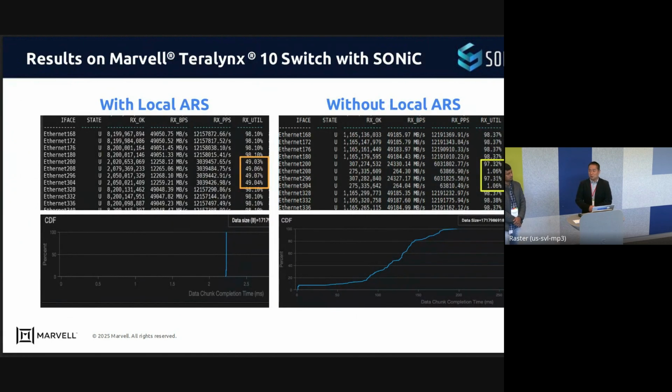Without local ARS, we got congestion on 2 of the 4 ECMP next hops, and you can see it causes a huge long tail, all the way to like 200 millisecond job completion time, which is no good. But with local ARS enabled, with flowlet based, we can see that now all the members are equally hashed, and our job completion time drops all the way down to about 2 milliseconds with a very short tail.